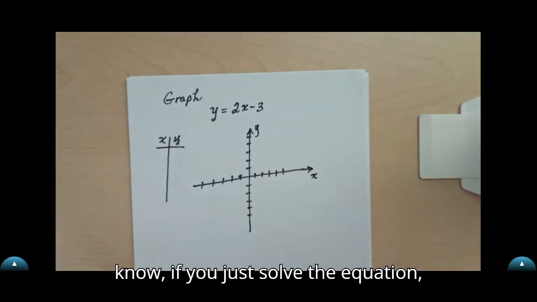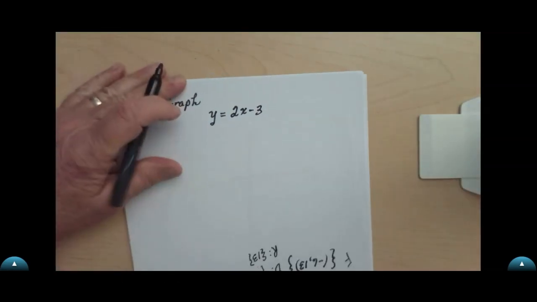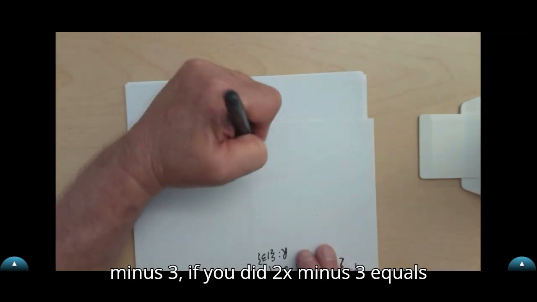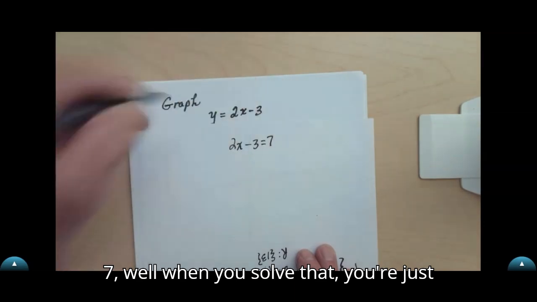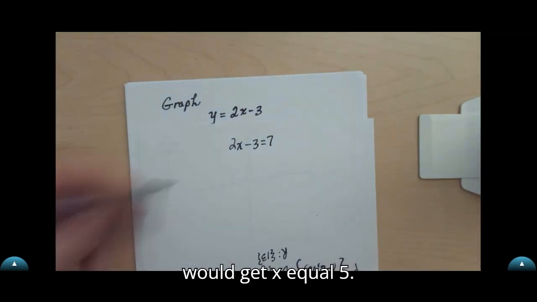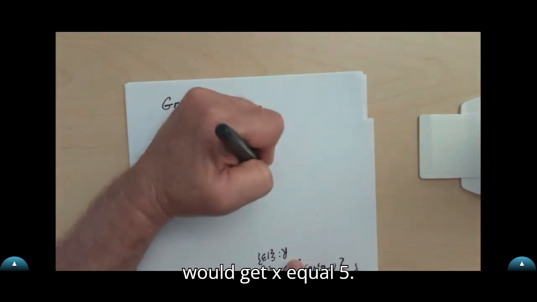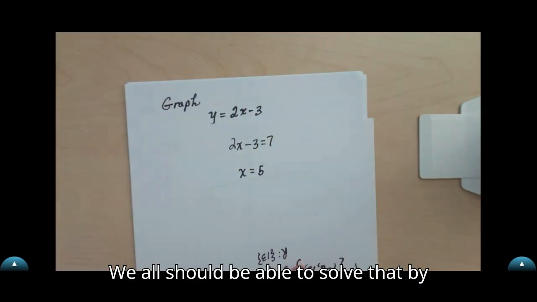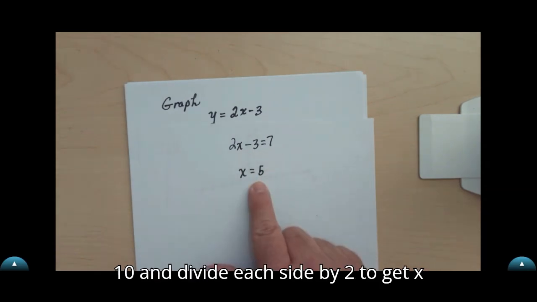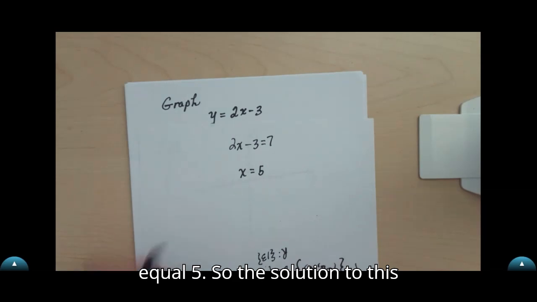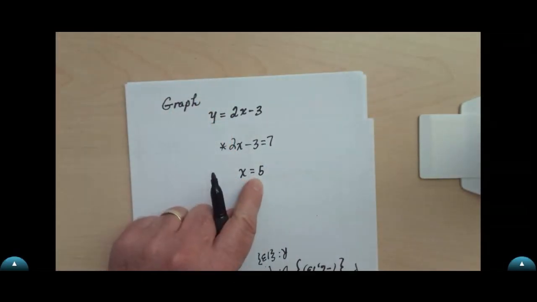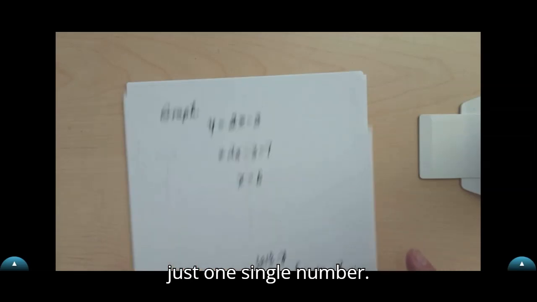So, if you just solve the equation, let's say instead of y equals 2x minus 3, if you did 2x minus 3 equals 7. Well, when you solve that, you're just going to get a number, right? I think you would get x equals 5. We all should be able to solve that by now. Add 3 to each side to get 2x equals 10 and divide each side by 2 to get x equals 5. So the solution to this equation is a number, just one single number.